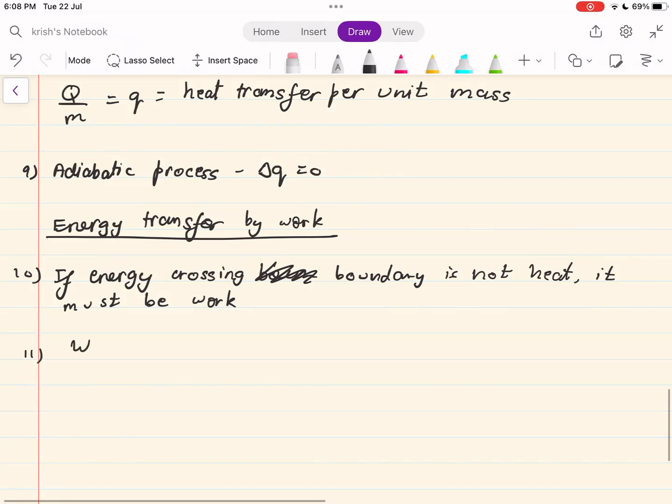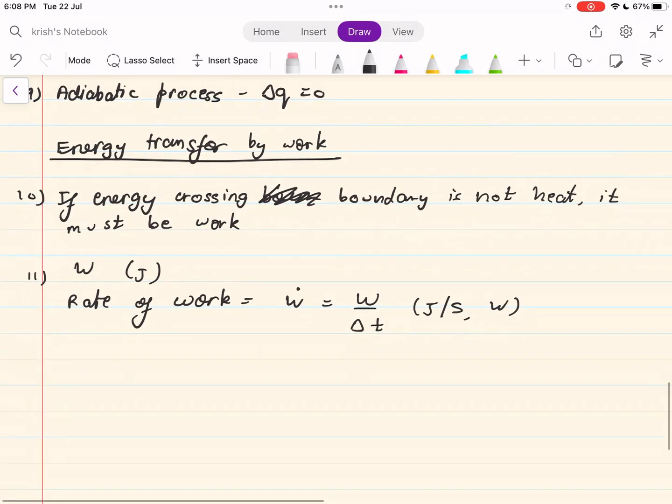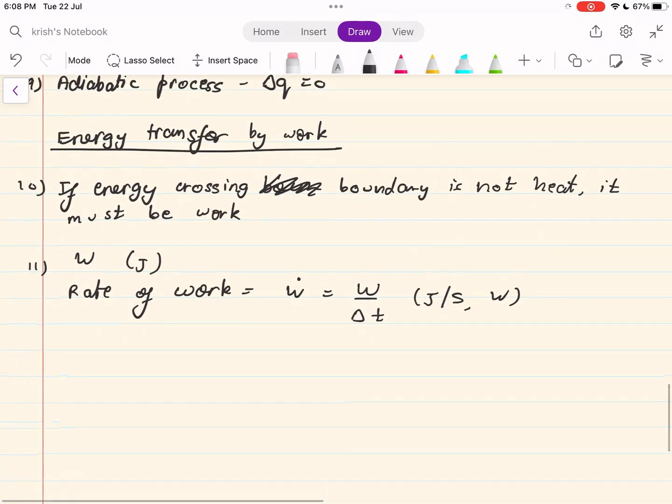Again, work has the symbol of W and is measured in joules. Rate of work is W dot or W by delta T. Again, joule per second or watt, because heat and work are both forms of energy transfer, right? So you would expect them to have the same unit. And work per unit mass is written as this, or omega.